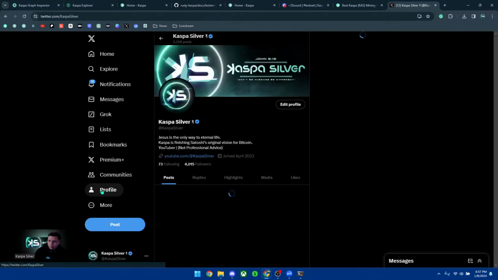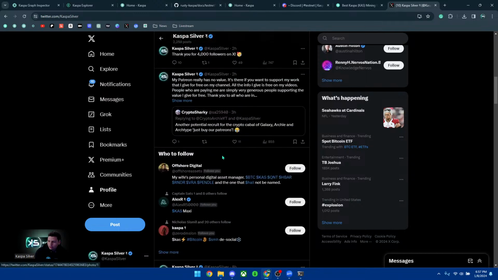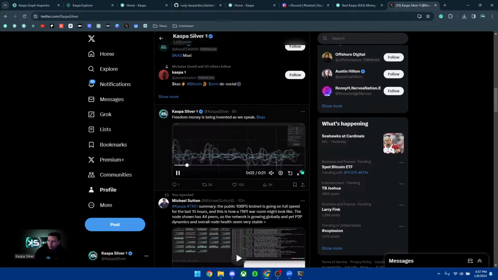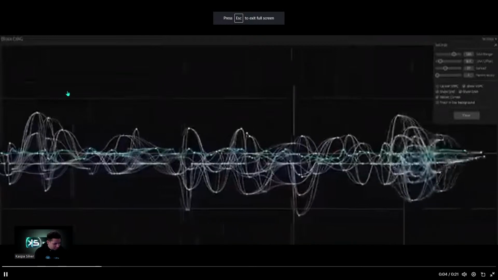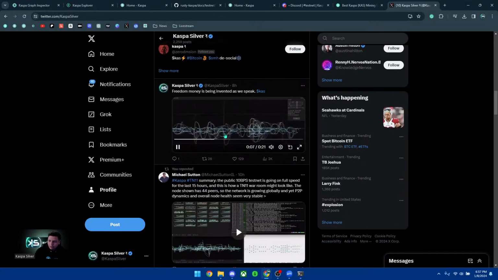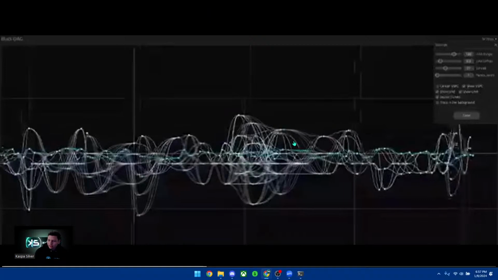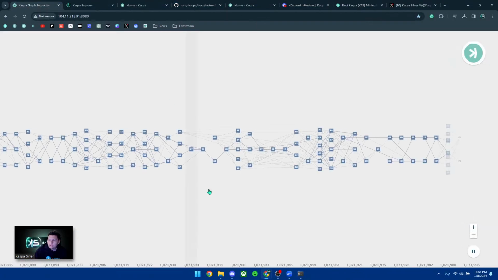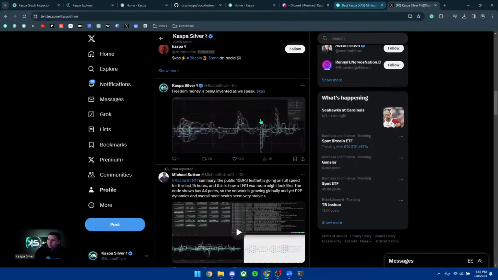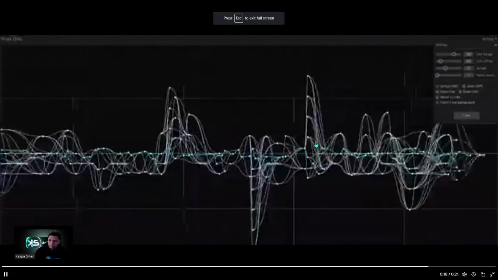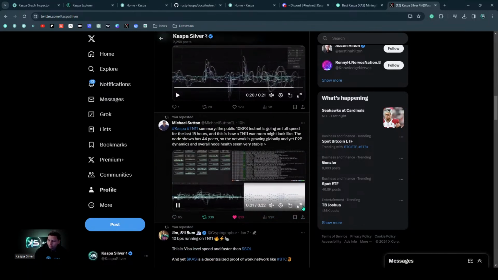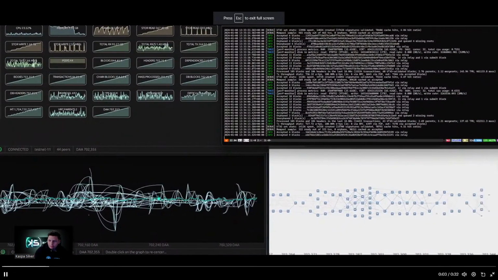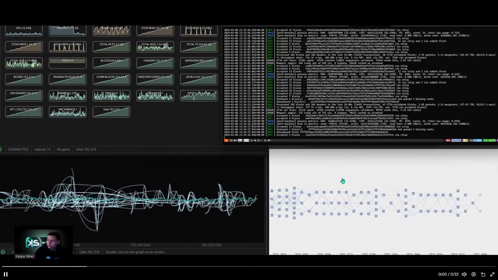Oh, and also, what do you guys think about the new visualizer that's coming soon? Or no, I posted it today. I don't know why it's so blurry. What do you guys think about this new visualizer? Instead of this, we're going to be able to see this. I think it looks really cool. Here's a better view. There we go. It's really cool.